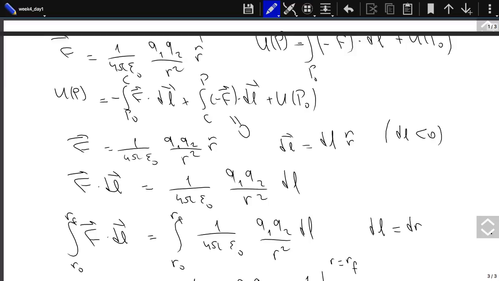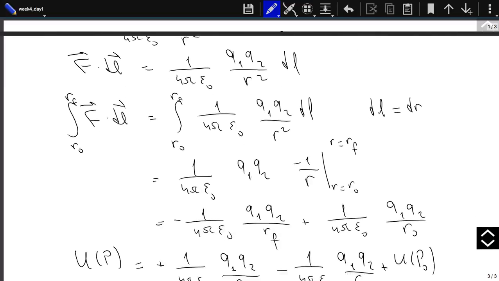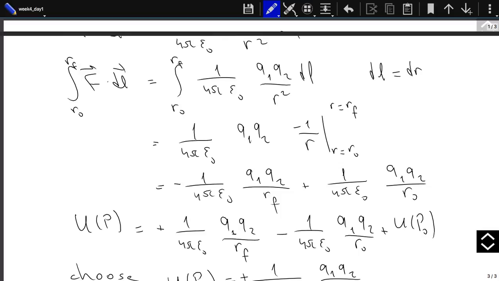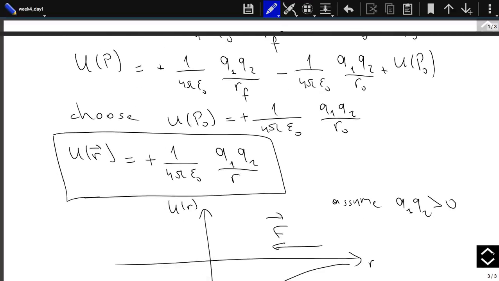So I have evaluated this integral, and I obtain this expression. U of P is minus this one plus U of P0. That minus is the minus I forgot. And by just looking at what my final answer tells me, okay, this is a mathematical expression, but what does it tell me? Once you interpret the answer, you see that there is something wrong there.